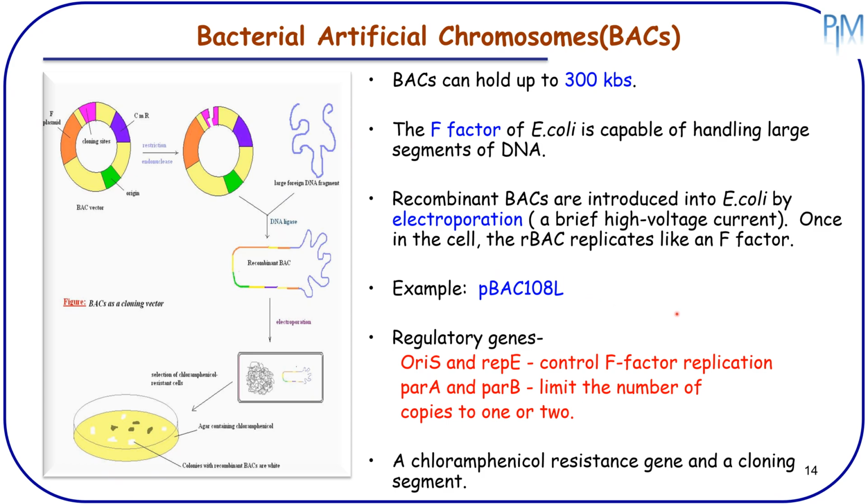The regulatory genes oriS and repE help control replication of the F factor, while parA and parB limit the number of copies to 1 or 2. Plus, there is also a chloramphenicol resistance gene and a cloning segment included in the BAC.